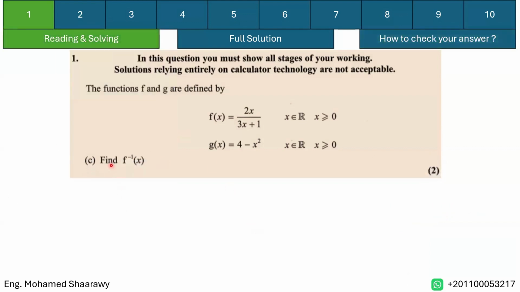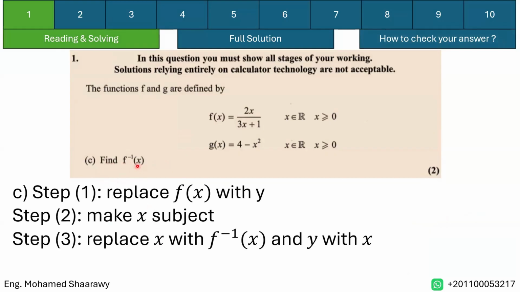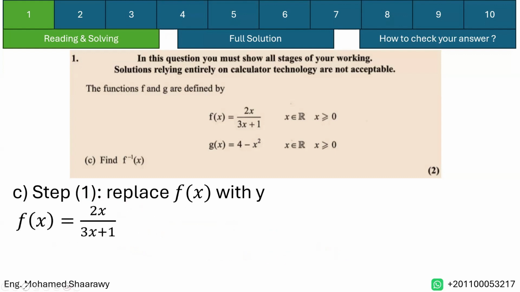Okay, in part C, I need to find the inverse function of f. And actually, when it says find the inverse function of f, it does not need only the inverse function, but it also needs its domain. So step 1, I need to replace f of x with y, and then I make x the subject, and then I replace x with f inverse and y with x. So let's start with the first step. Let's replace f of x with y.